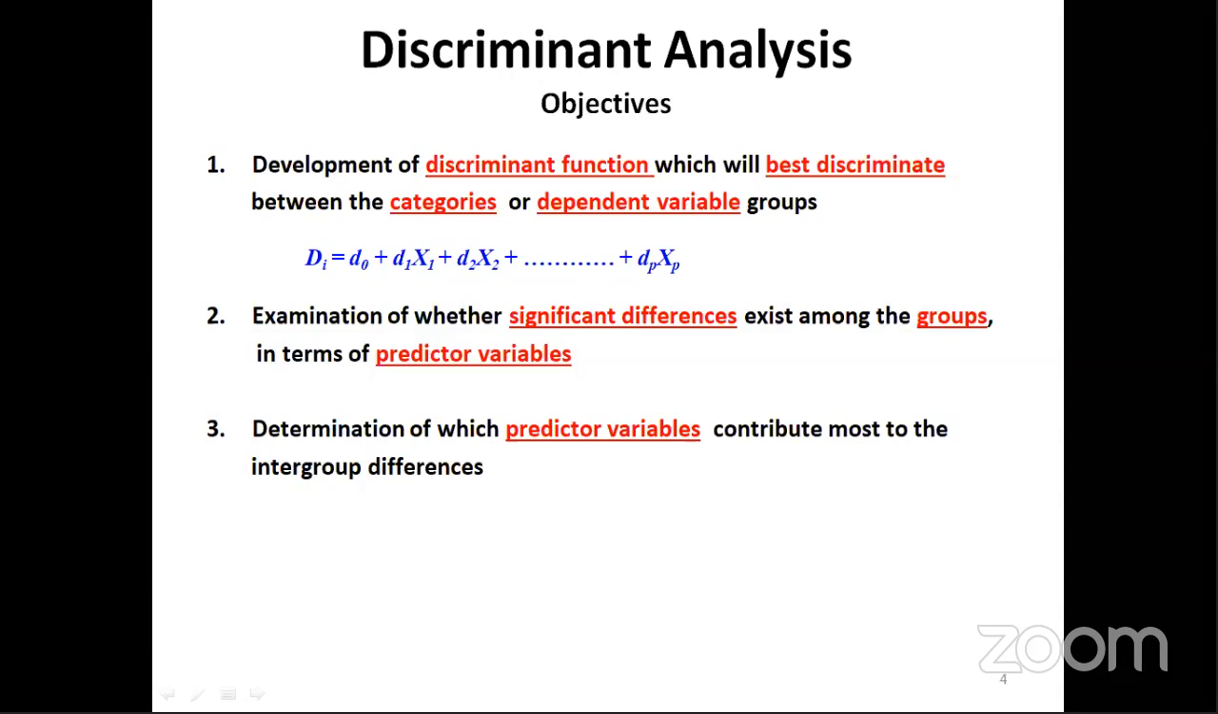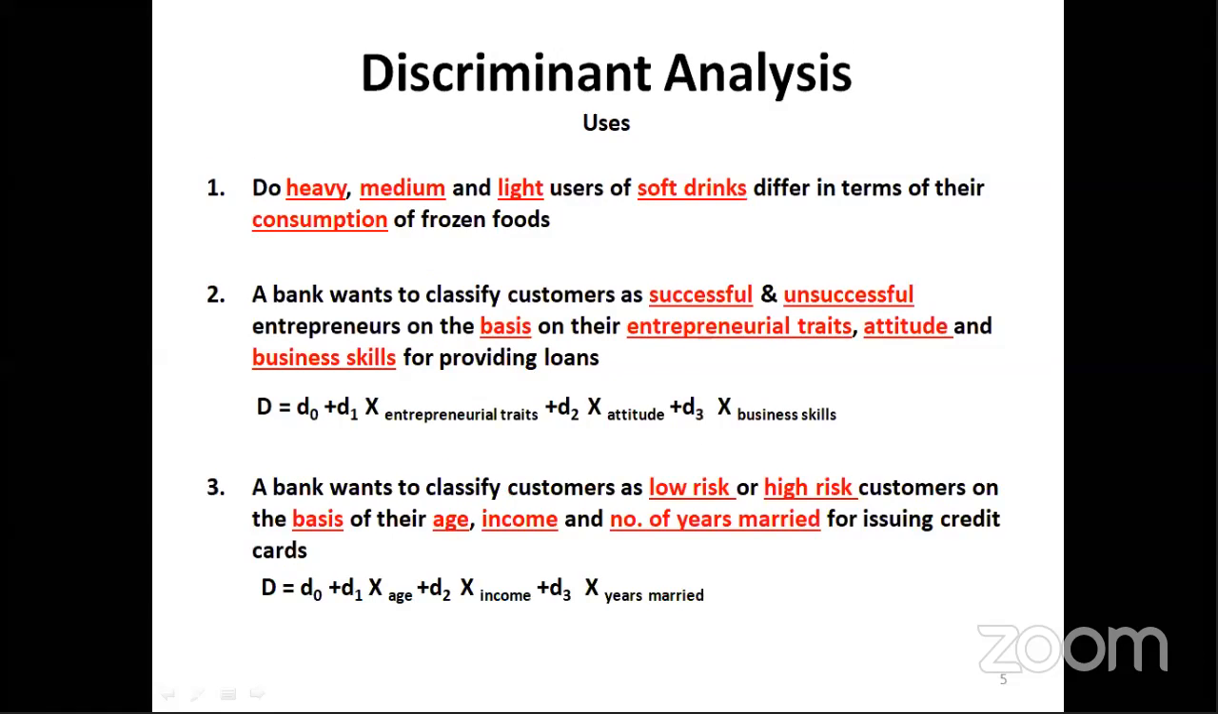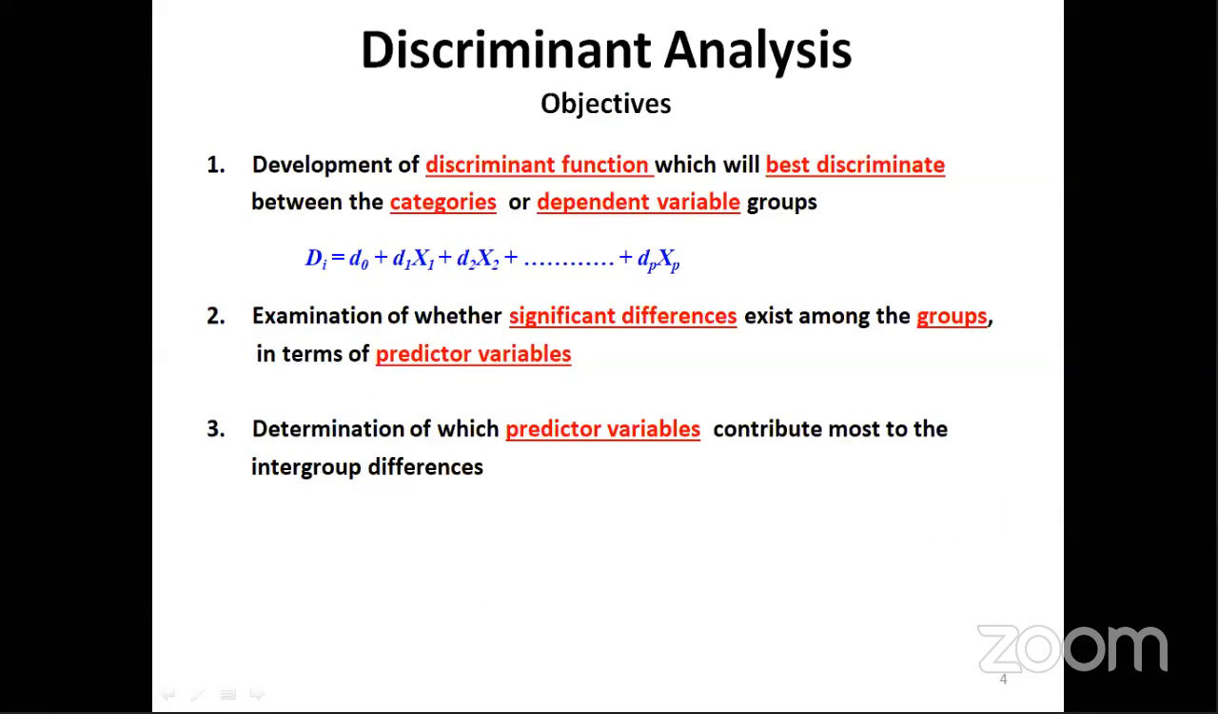The next objective of discriminant analysis is to determine which predictor variables contribute most to the intergroup differences.